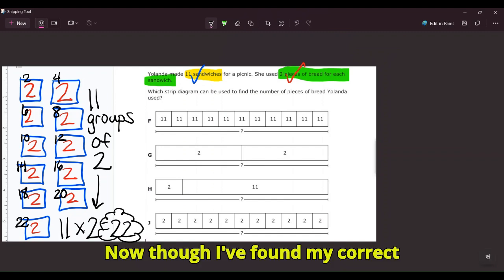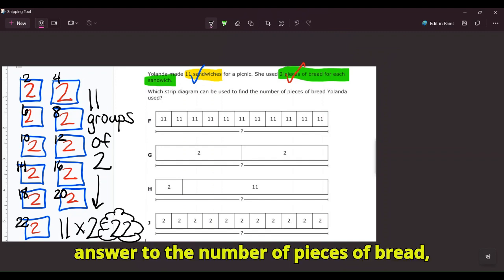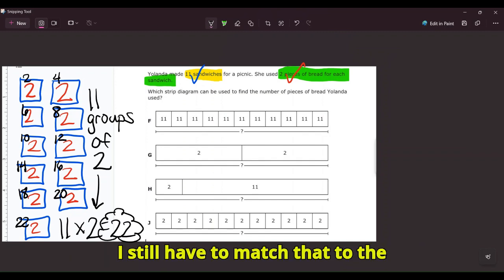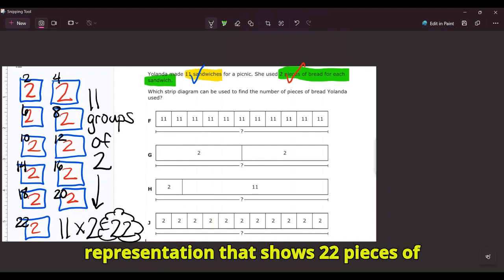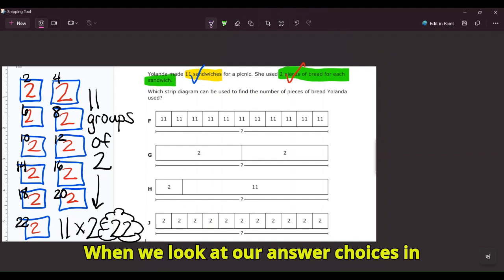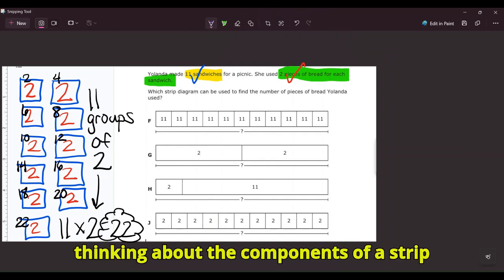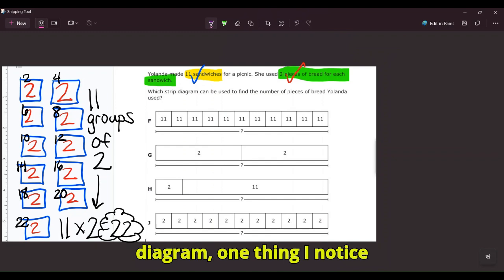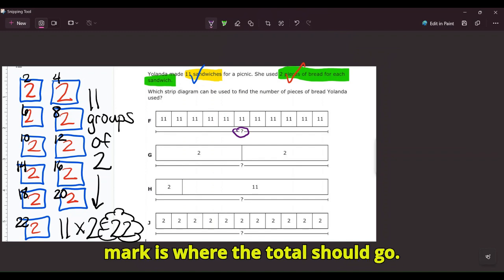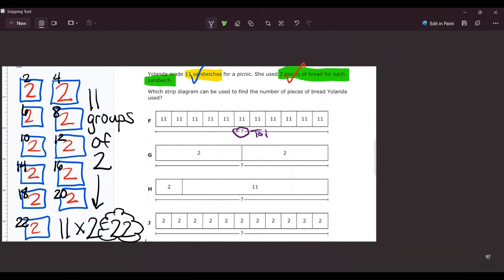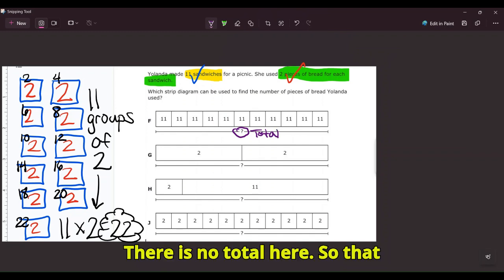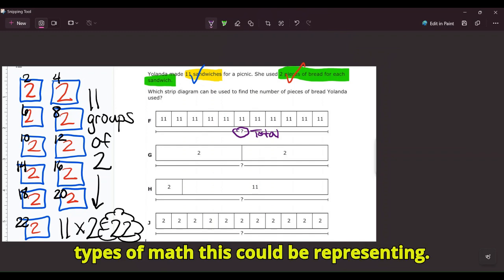Now, although I found my correct answer to the number of pieces of bread, I still have to match that to the representations. I want the representation that shows 22 pieces of bread. When we look at our answer choices, in thinking about the components of a strip diagram, one thing I notice here is that the question mark is where the total should go. There is no total here. So that actually helps me figure out what types of math this could be representing.